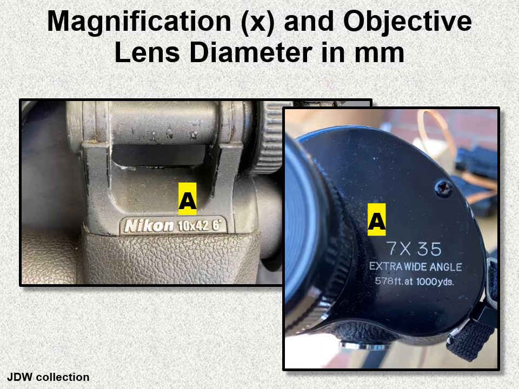So let's look more closely at the 10x42, 7x35. The 7x and the 10x are the magnification of the binocular. The 35 and the 42 are the size of the objective lens diameter in millimeters. And we will find out that those two features can also predict an optical characteristic of the binocular as we go through this.